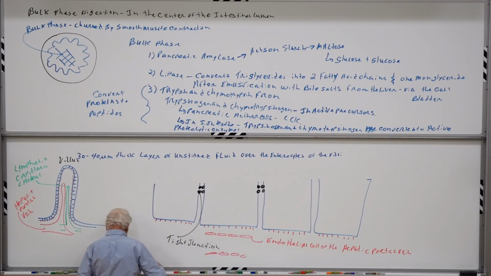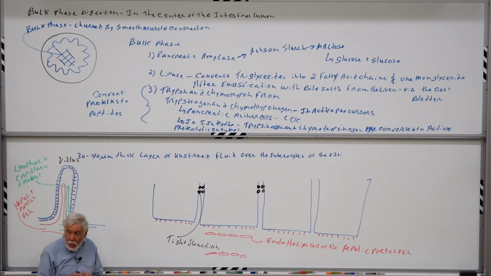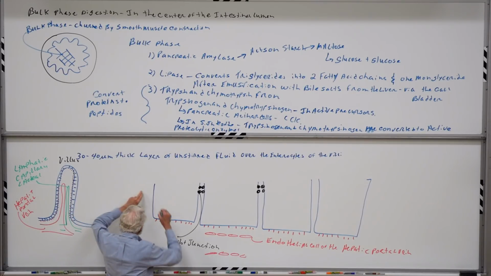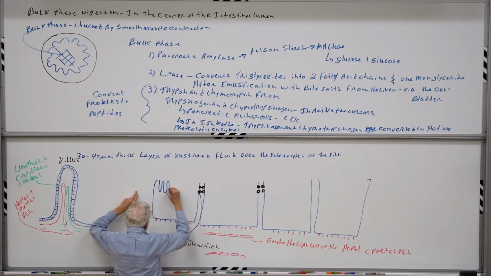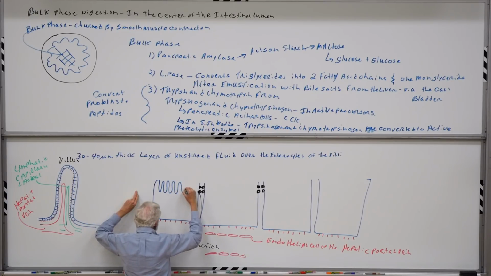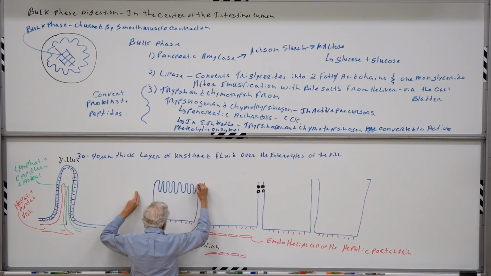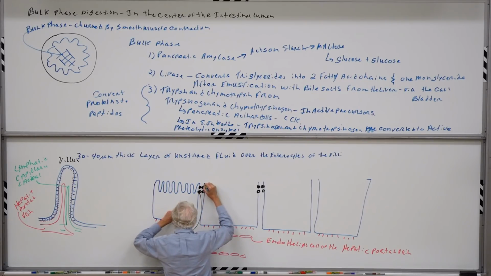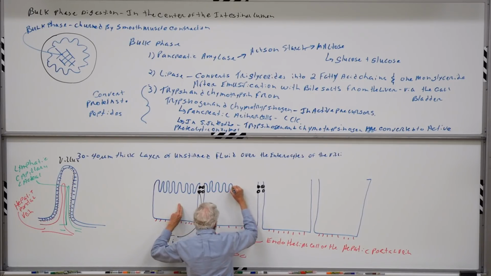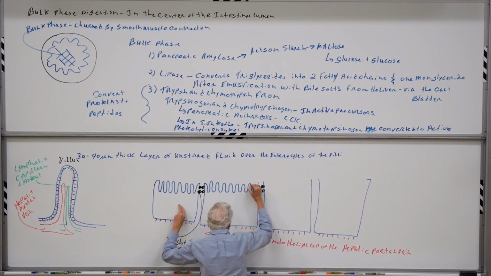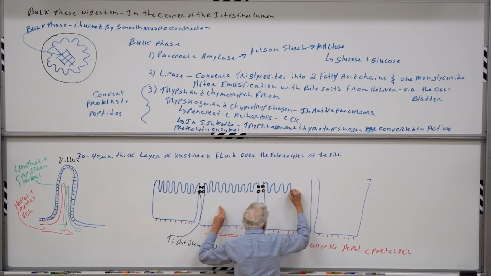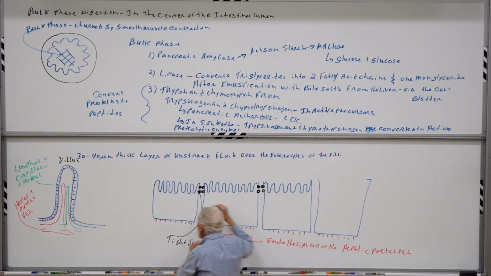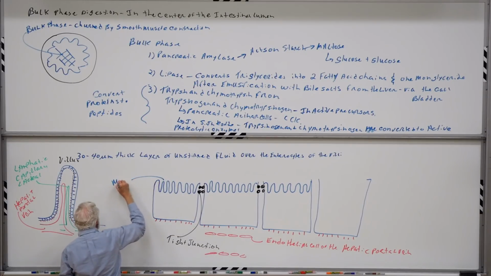But now what I want to do next is look at the apical surface of these epithelial cells. And if we look at the apical surface of these epithelial cells, they're thrown into structures that are finger-like projections. Each one of these cells has these finger-like projections on their apical surface. And these finger-like projections have a name. They're called microvilli.